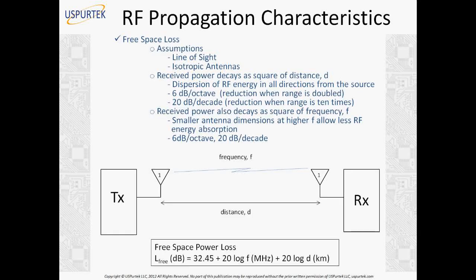At the bottom of this slide you see the free space power loss. This is a very practical formula which we are going to use in our link budget calculations, because it is in the form of dB. It gives you the free space loss in decibels. You just input the values of frequency in megahertz and the distance in kilometers, do the calculation, and you get the free space power loss. It tells you how much power you will lose for a certain frequency and a certain distance.